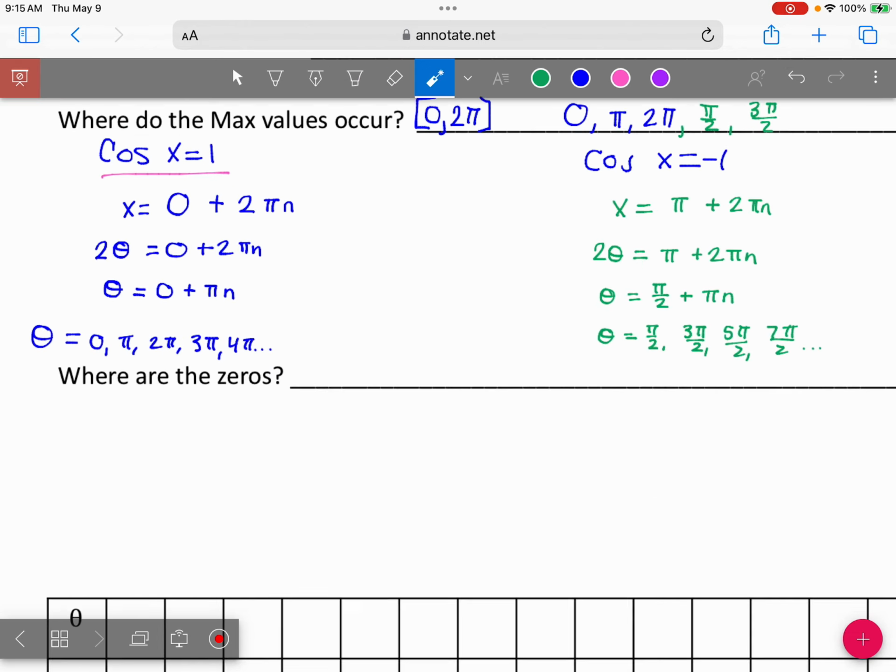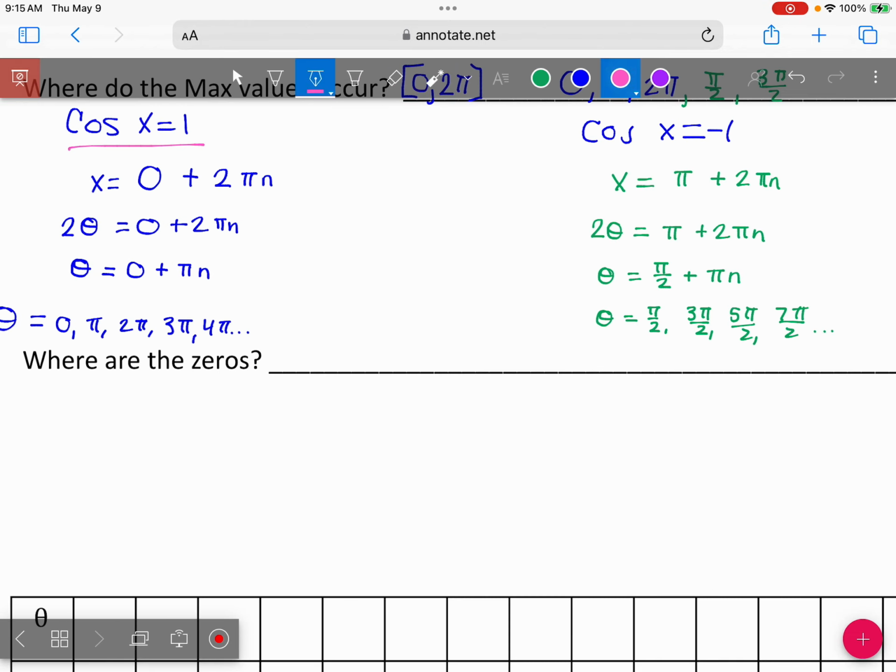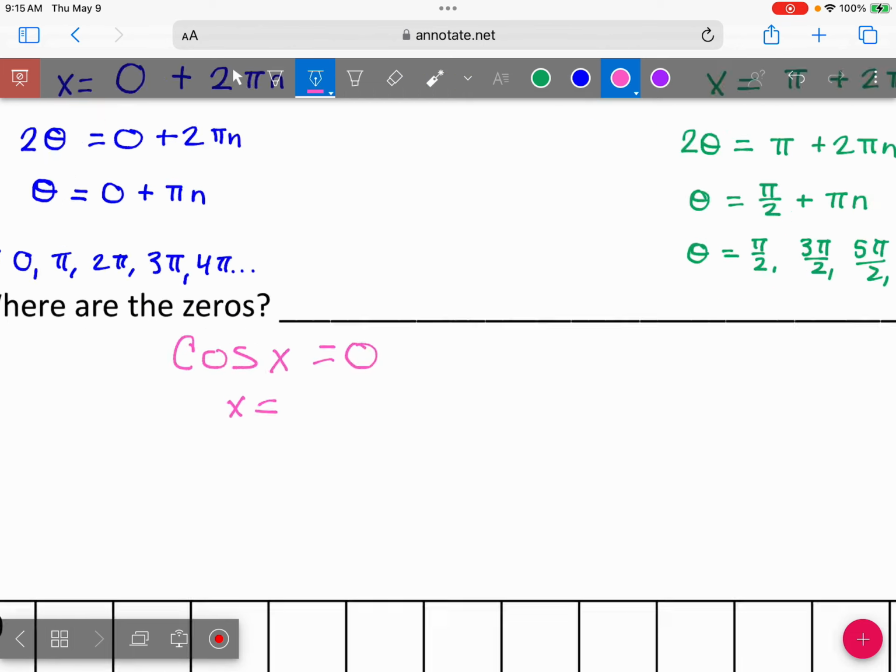We can do the same thing with our zeros. I can do the exact same thing to figure out when my cosine of 2 theta is going to equal 0. We do it as a u substitution. I'm just using an x. I'm going to zoom it in.